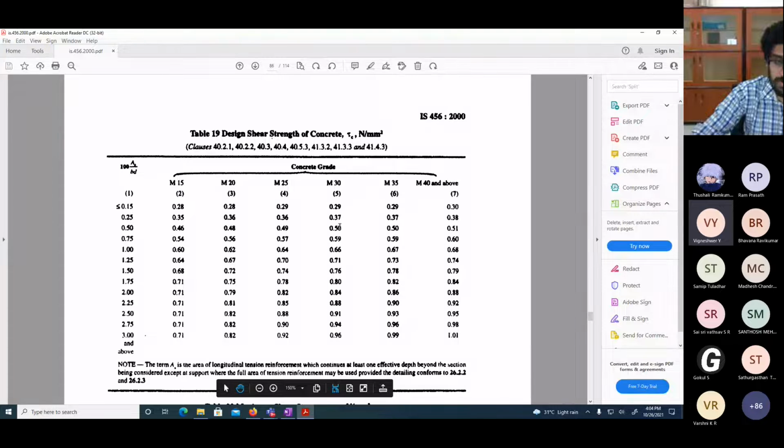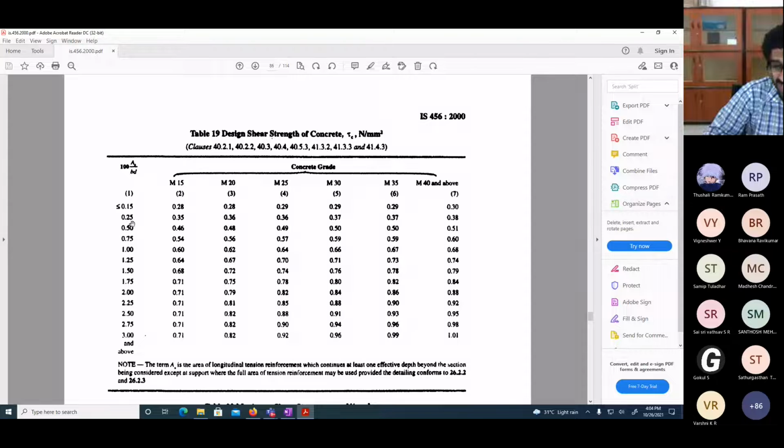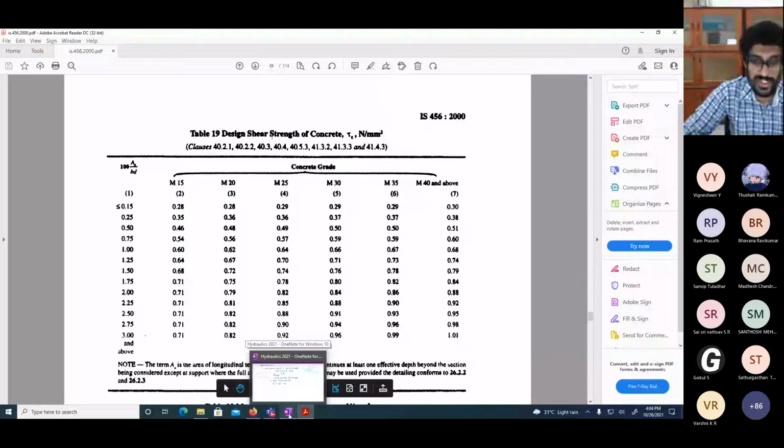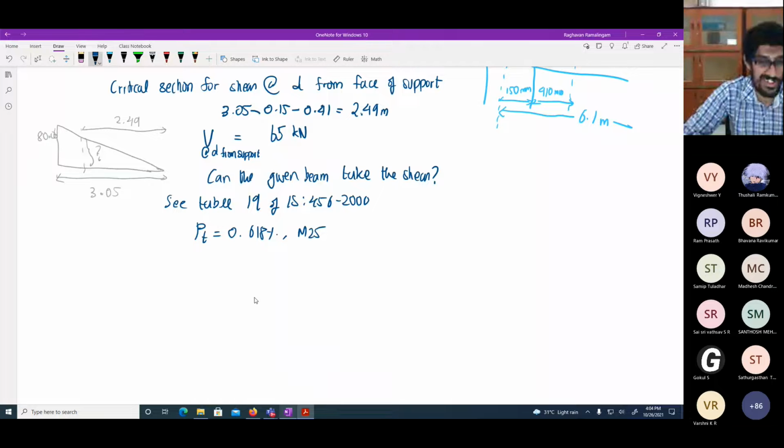Sir, PDF is visible. Oh, it got stuck in the PDF now. So now is it in PDF or is it in whiteboard? Now okay, sir. Okay, let me. I will not change it anymore. I'll keep it in this OneNote itself.